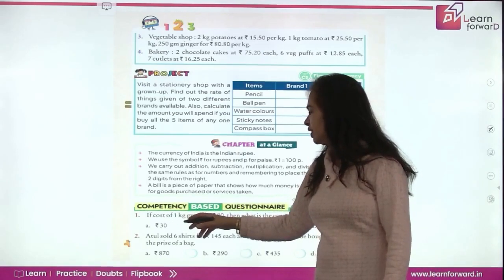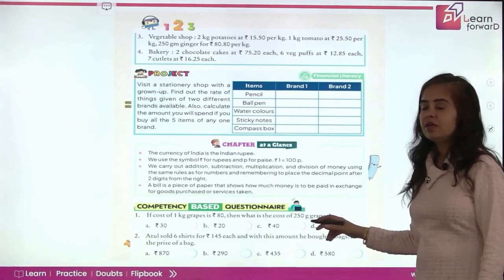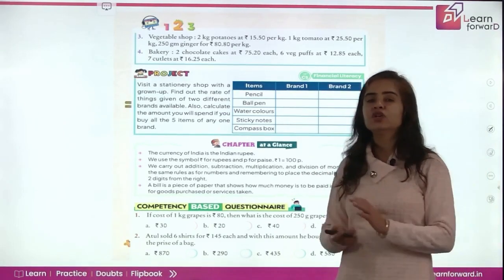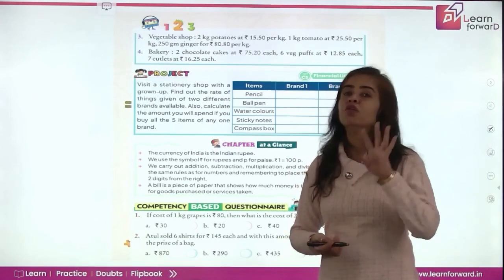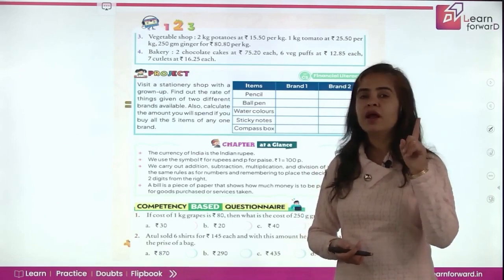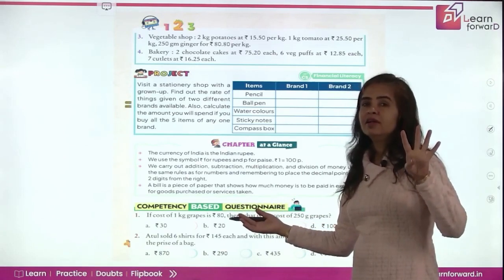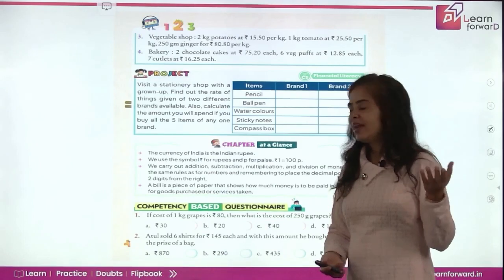If cost of 1 kg grapes is rupees 80, then what is the cost of 250 grams of grapes? So, 250 grams is what fraction of 1 kg? How many 250 grams make 1 kg? 4. They are asking you about only 1 250 grams. That means we know about 4 and then we want to find out for 1. What will you do? Divide 80 by 4.